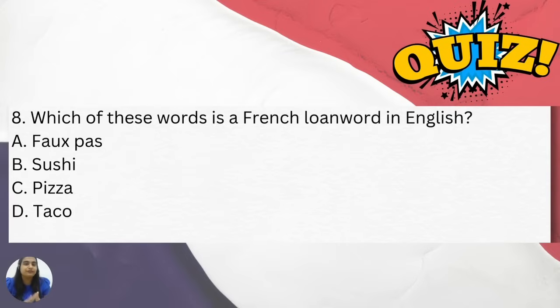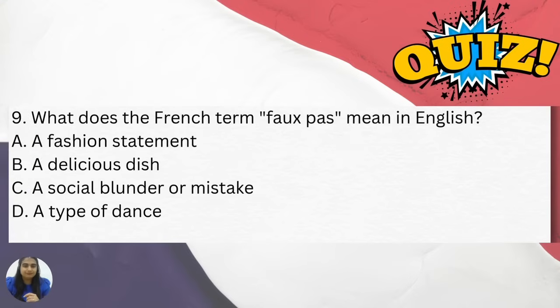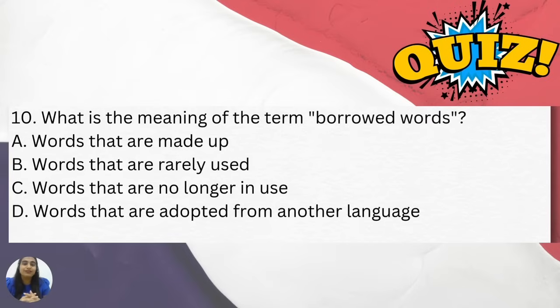8. Which of these words is a French loan word in English? Faux pas. Good. What does the French term faux pas mean in English? Yes, a social blunder or a mistake. And we have come to the last question of the day. What is the meaning of the term borrowed words? Yes, words that are adopted from another language.